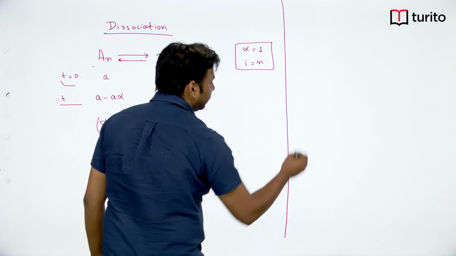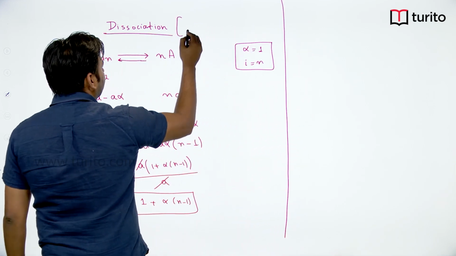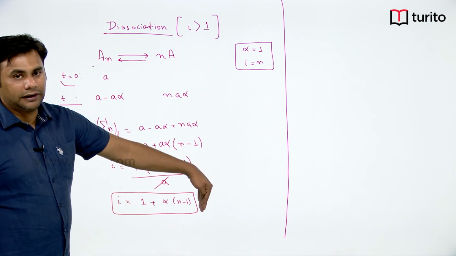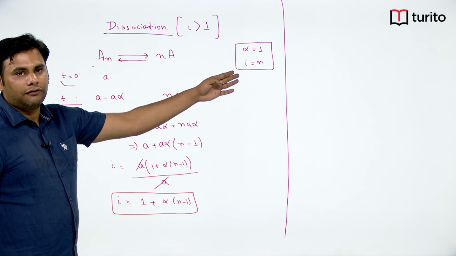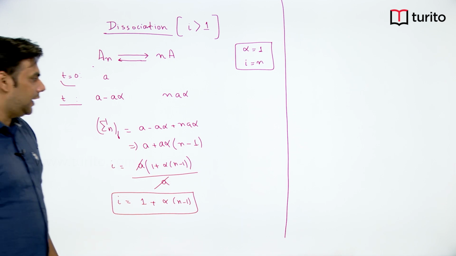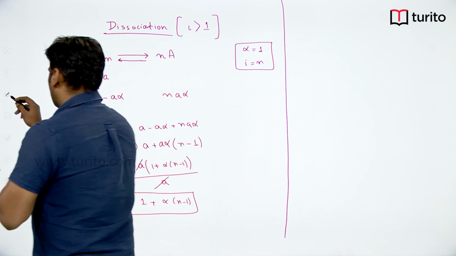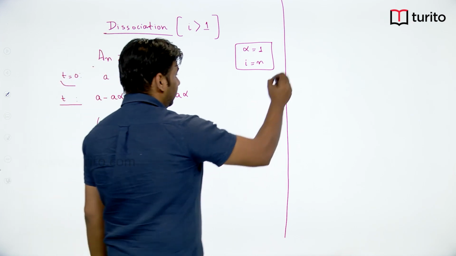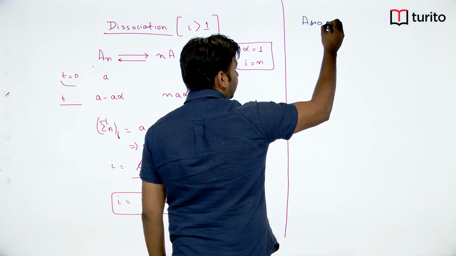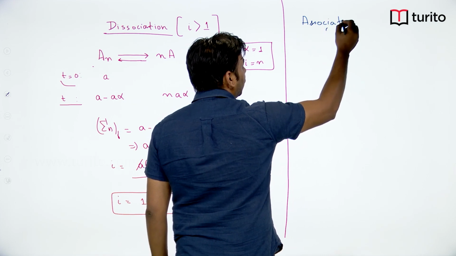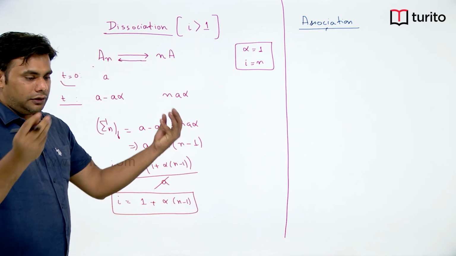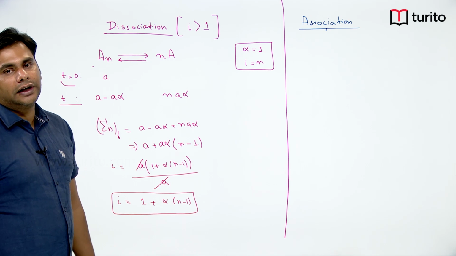Now let us look at association. So we are saying that for dissociation, Van't Hoff factor will always be greater than 1. So this is 1 plus something. If alpha is 1, then i is equal to n. So for dissociation, Van't Hoff factor is always greater than 1. Now let us consider an example of association. Now what do you mean by association? Association is basically the molecules associating together. When we take a molecule, it goes in the solution and they associate with each other.